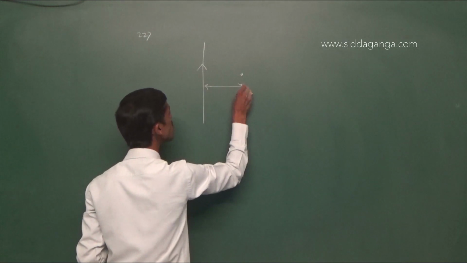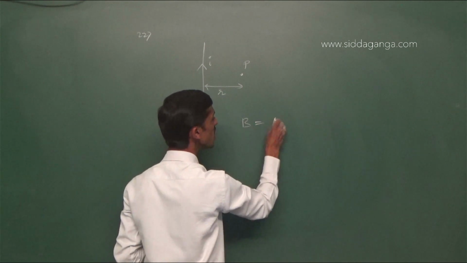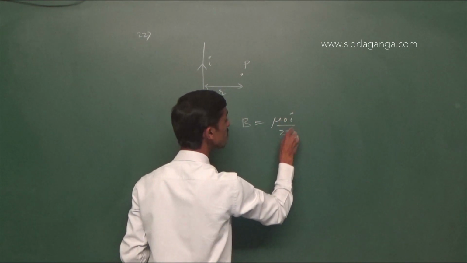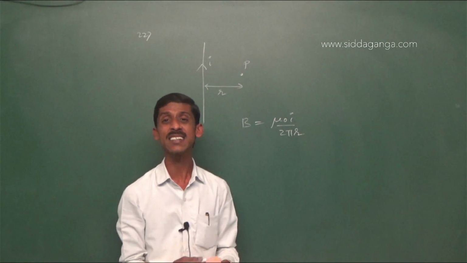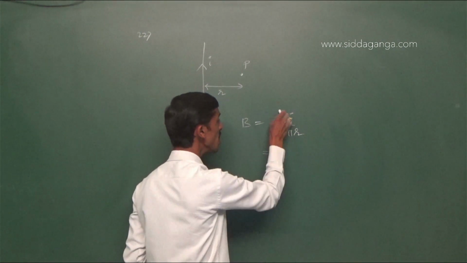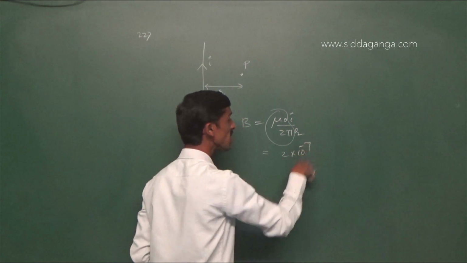Number of times we have seen the formula for the current I. Magnetic field due to a straight wire is mu naught I by 2 pi r. Current is 20 ampere, distance is 10 centimeter. Simple question. Mu naught by 2 pi is 2 into 10 to the power of minus 7.